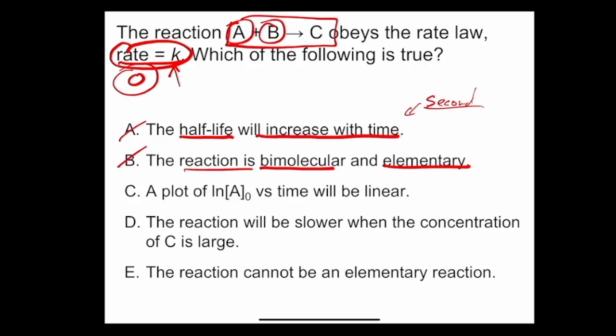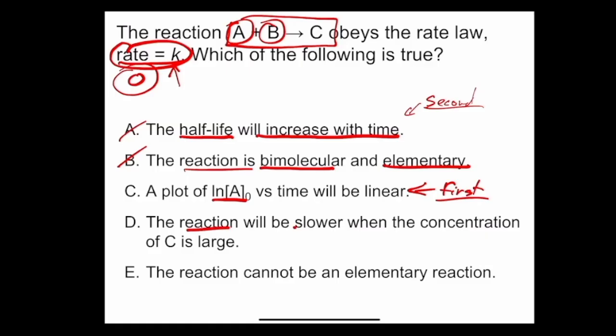A plot of ln A versus time is linear. What is that a statement of? What kind of process are we talking about for that? Ln A versus time, zero, first or second? First. Yeah, this is a first order process. A plot of ln A versus time comes from our integrated rate laws. This is a statement of a first order process.